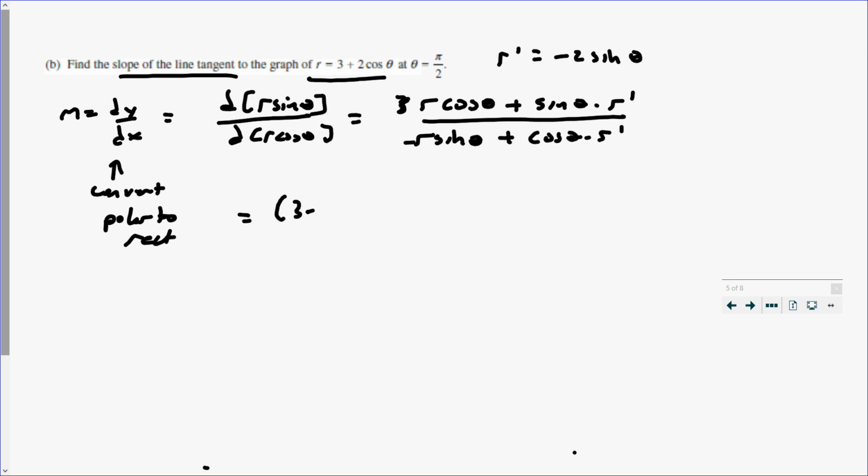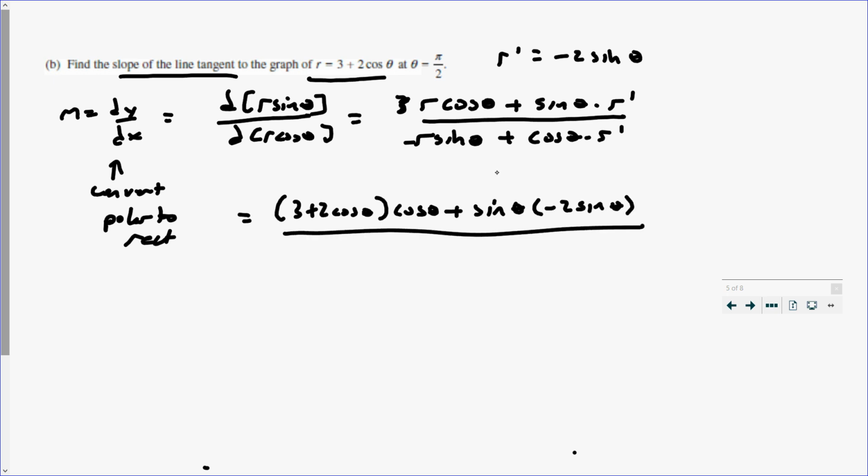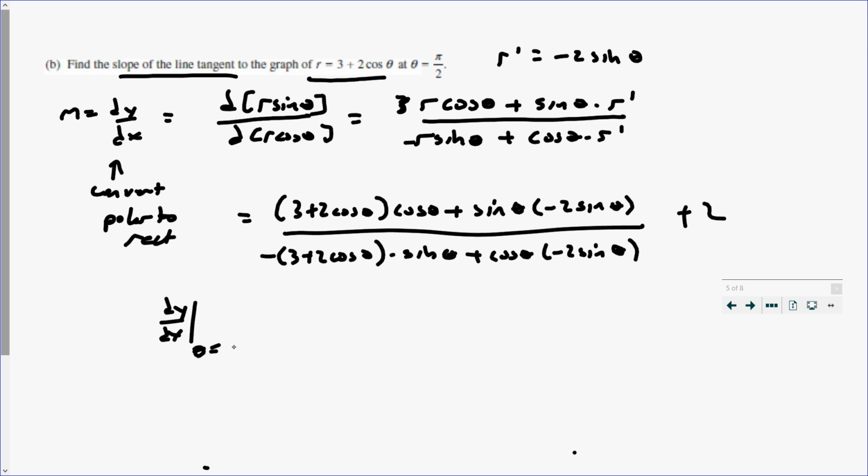R, which was 3 plus 2 cosine theta, times cosine theta, plus sine theta times negative 2 sine theta. And on the bottom, negative 3 plus 2 cosine theta times sine theta plus cosine theta times negative 2 sine of theta. You're going to get 2 points for that derivative right there. It's nasty. It's ugly. It's a lot of points. Don't get it wrong. All right, so now we're ready to finally get that derivative that we've always wanted.